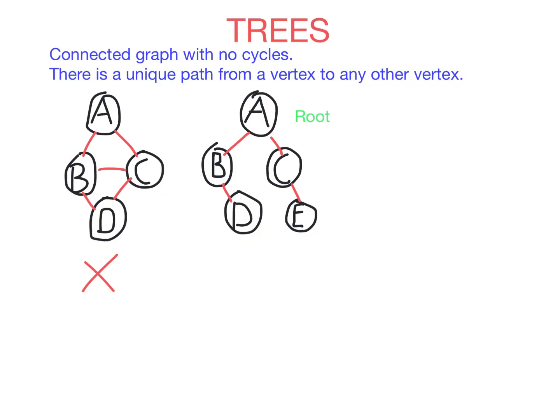On the other hand, this is a tree. It is connected. You can get from any vertex to any other vertex. Now, sometimes in trees we designate one of the vertices a root. That's when we have a hierarchical structure, so we're going out from A. But that doesn't have to be the case. This is clearly a tree because it is a graph and it has no cycles. So let's look at some applications of trees.